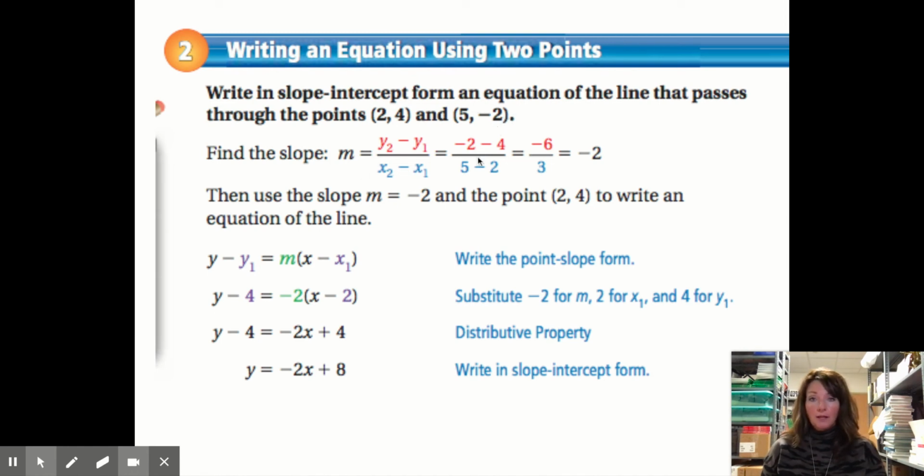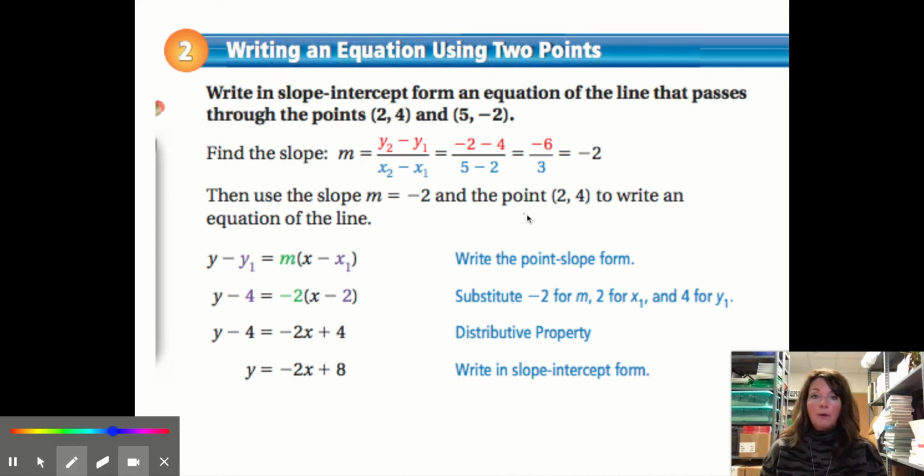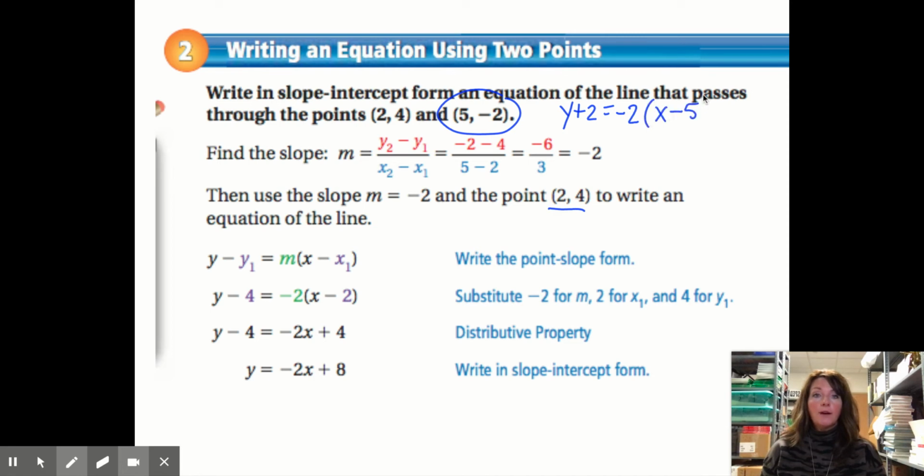So first we have to calculate the slope using our slope formula. Then you can pick one of the points, and it won't matter which point you pick. And I'm going to illustrate that real quick. So they picked the 2, 4, right? What if I picked this one right here? I would say that that is y, and then minus a -2 would be plus 2, equal to the slope of -2 times x minus 5.